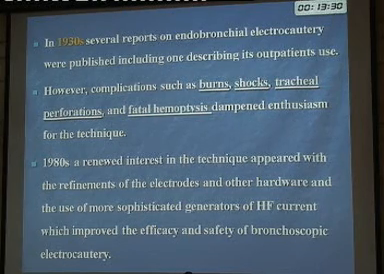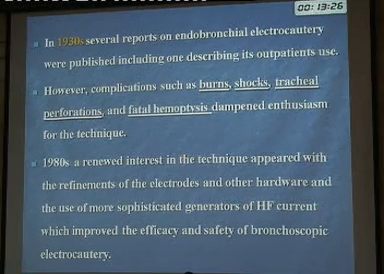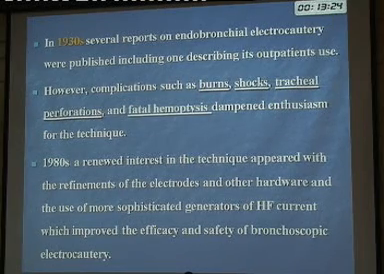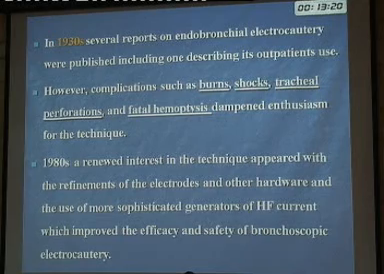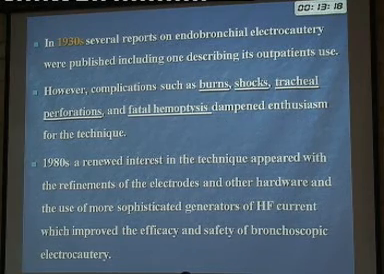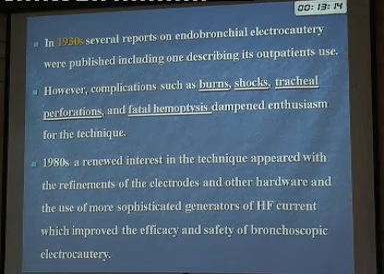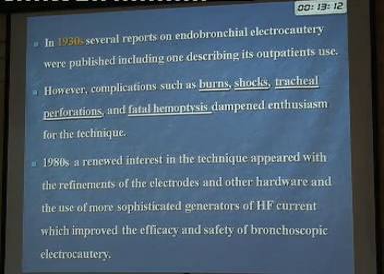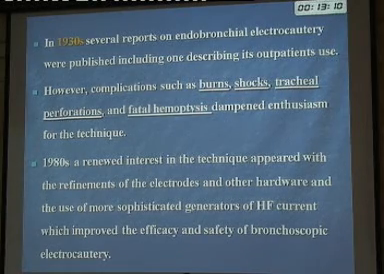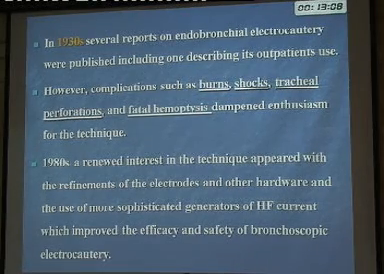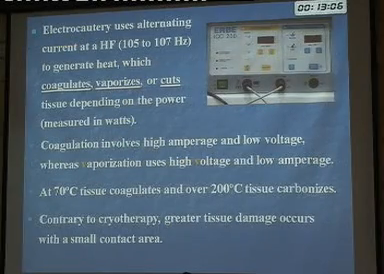However, complications such as burns, shocks, tracheal perforations, and fatal hemoptysis dampened enthusiasm for the technique. In the 1980s, a renewed interest in the technique appeared with the refinements of the electrode and other hardware and the use of more sophisticated generators of high-frequency current, which improved the efficacy and safety of bronchoscopic electrocautery.